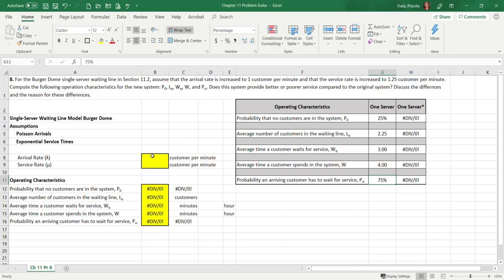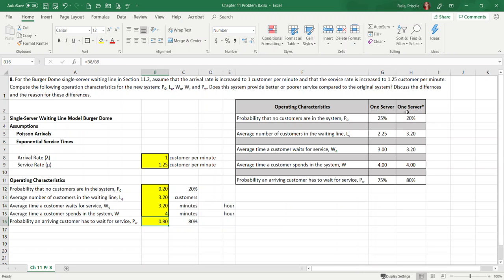So now it says we increase the arrival rate to 1 and the service rate to 1.25. So you're going to notice that automatically it's going to populate all this for you because I already did the formulas. If you refer to the previous problems, you're going to see all I did was just follow the formulas for these values. I also created a little table because it makes it easier to see the values.